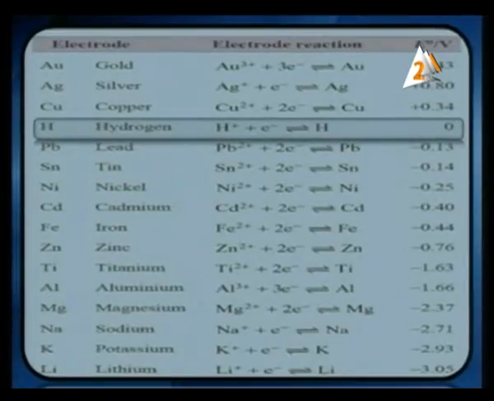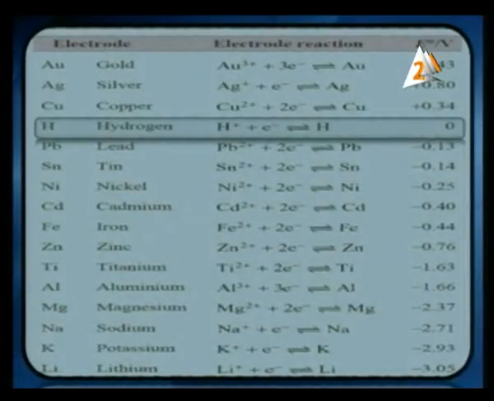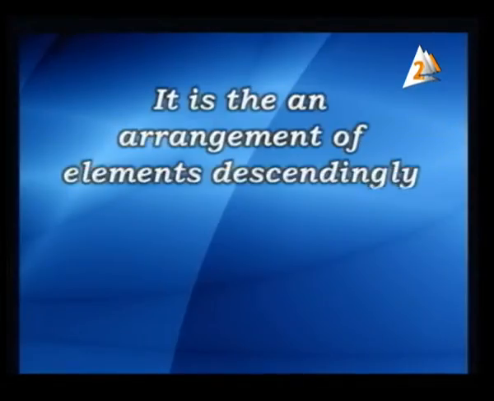Why? Because this is the measurement of all elements in E naught, or electrode potential. It's good to say that. But for fluorine, the standard oxidation potential is negative 2.870. The other one, the standard reduction potential, is positive 2.870. It's good to know the differentiation between them.